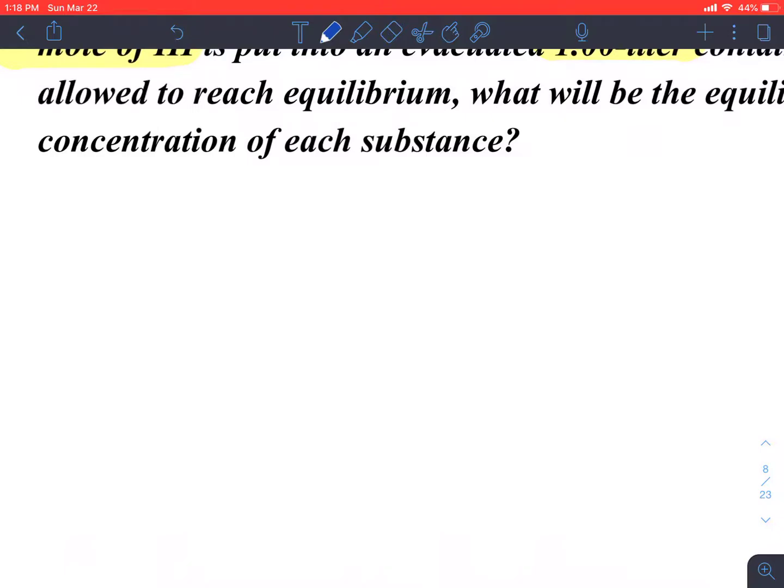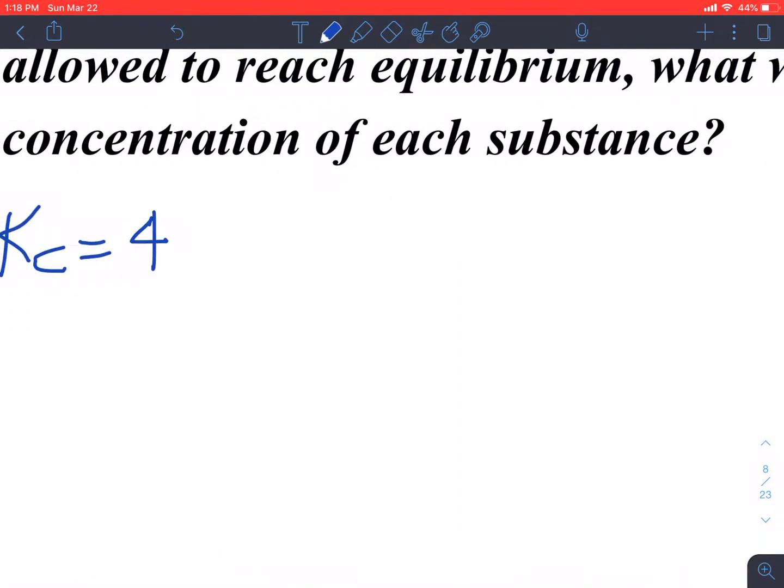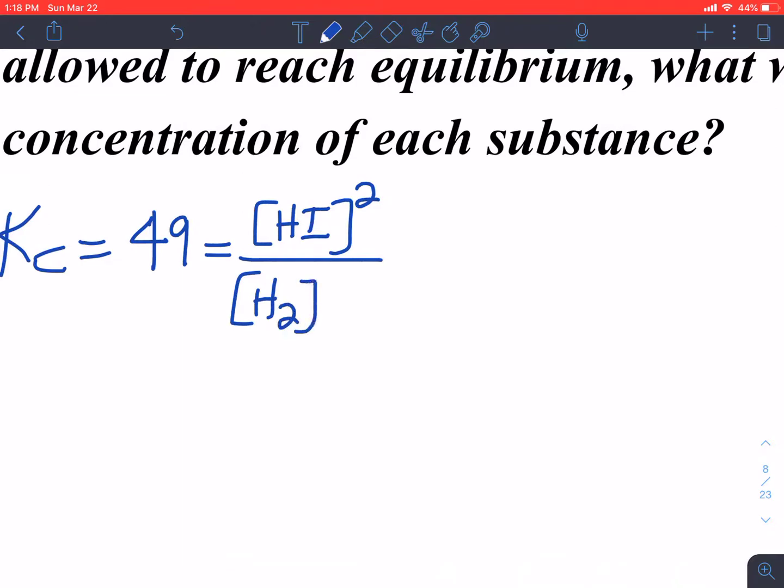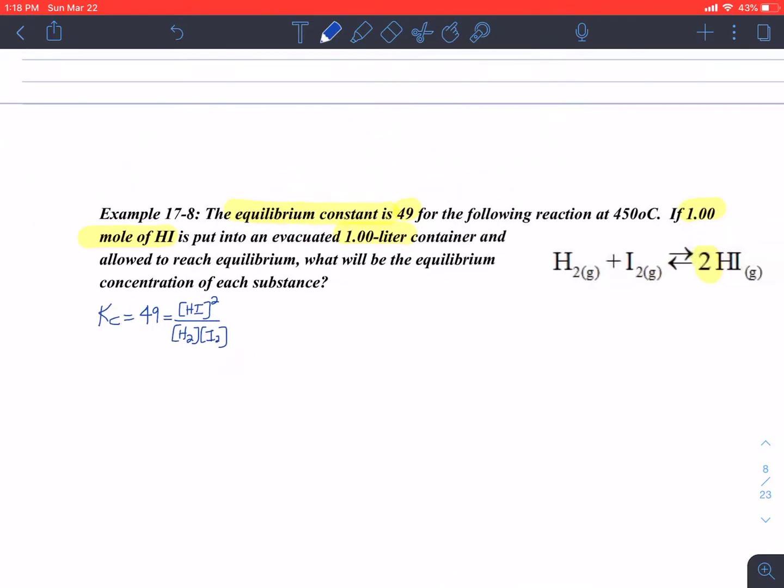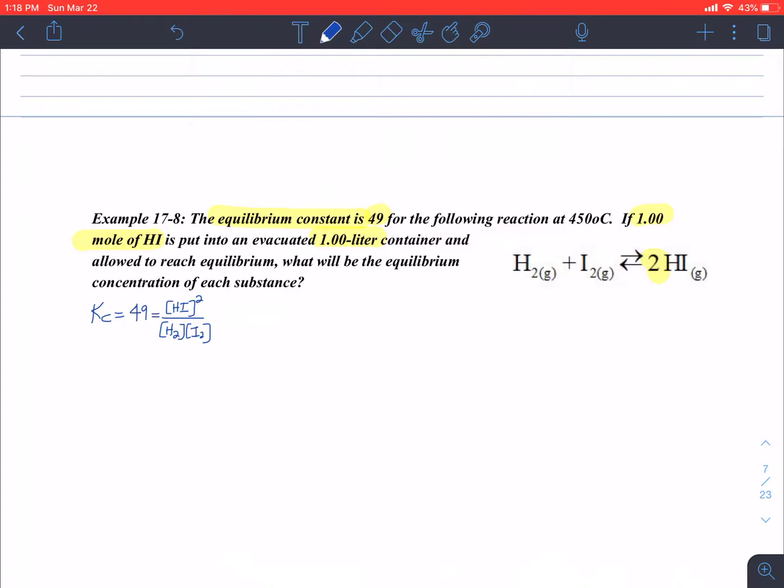So we know that Kc is 49, and that is equal to HI squared over H2 and I2. Now, even though we're starting out with a product here and going back to our reactants, the 49 is based off of the reaction that's shown. Okay, so you're still going to write the expression as such.